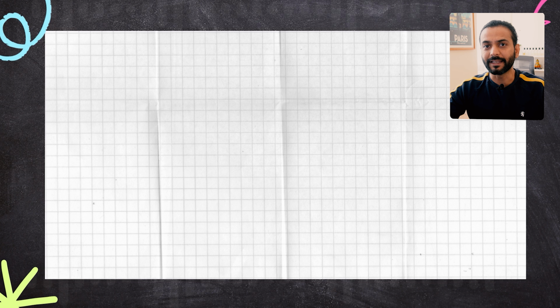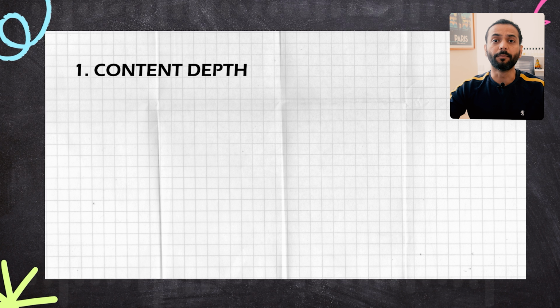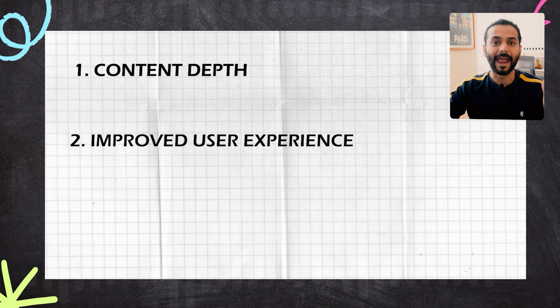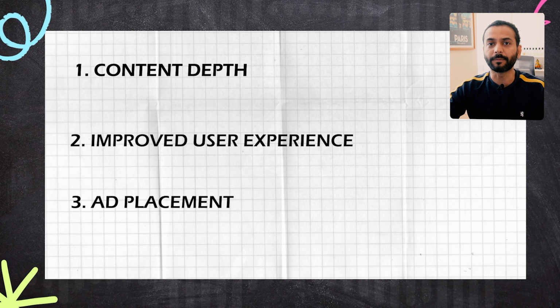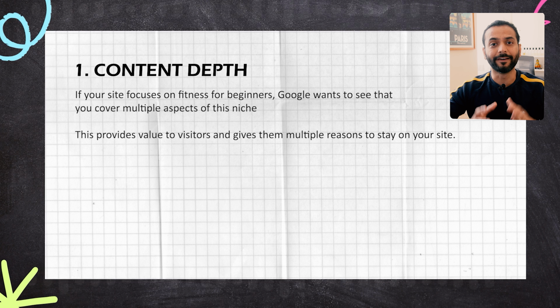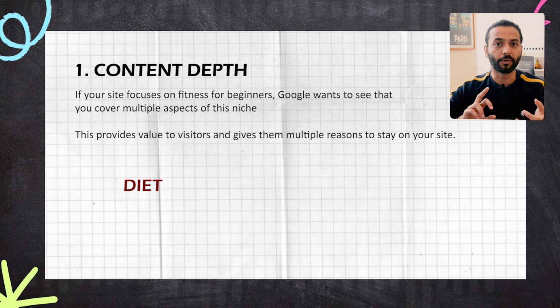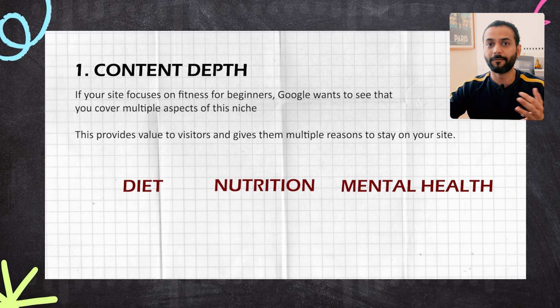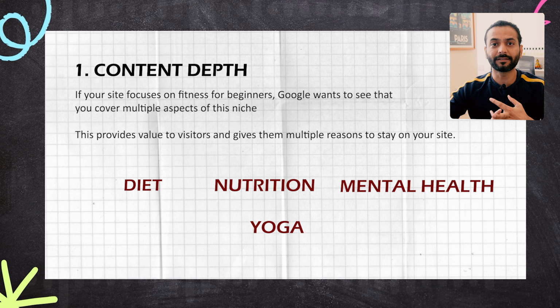Now we need to think about 3 important things on our blog. First thing is content depth. Second thing is improved user experience. And third thing is ad placement. Okay, let's talk first about content depth. If your website focus is on fitness, your blog posts should have related topics also. For example, what else is related to fitness? You have diet, nutrition, mental health, yoga, you have different kinds of topics in your niche and they are all related to the fitness niche.